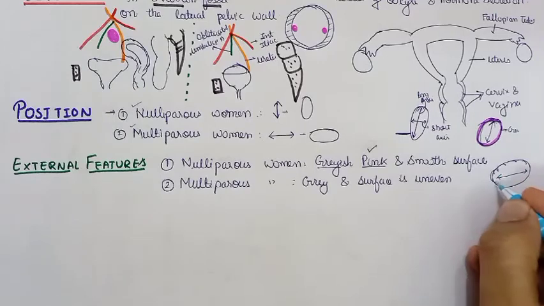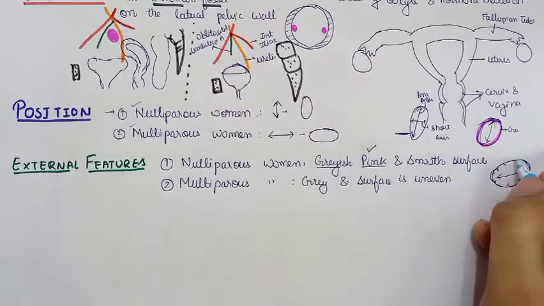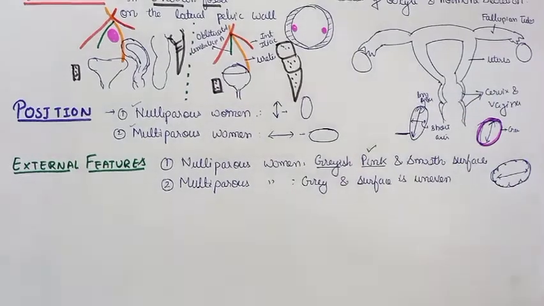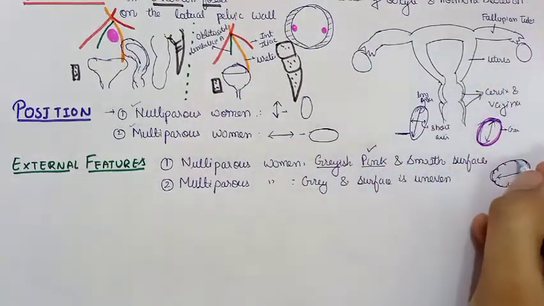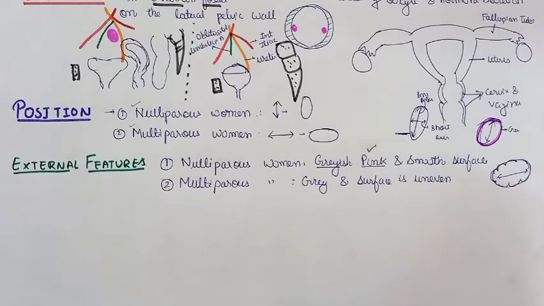Why does the surface become uneven? As the oocytes mature and burst out, there are some surface depressions and projections. So this leads to the uneven surface.